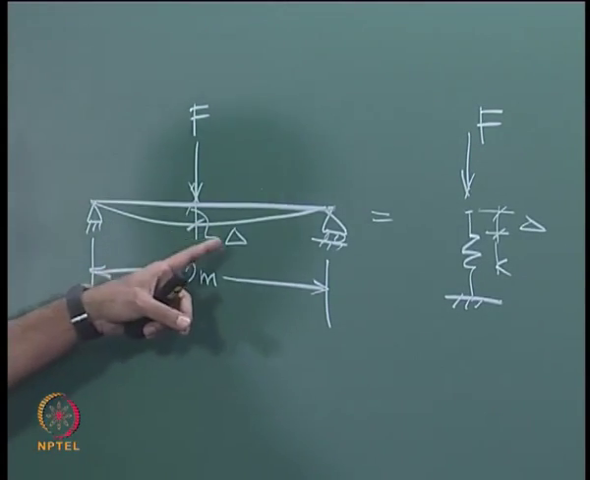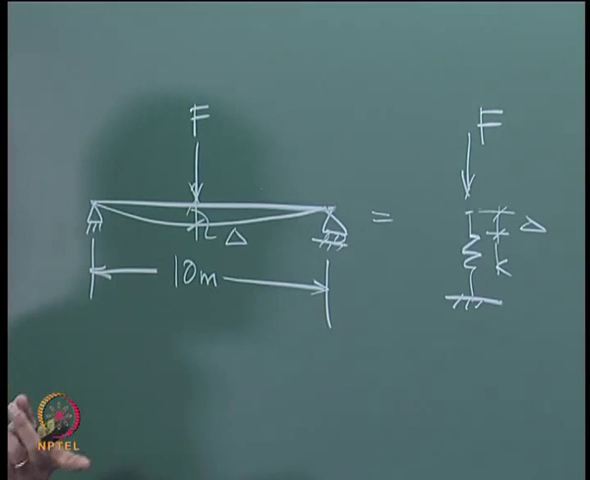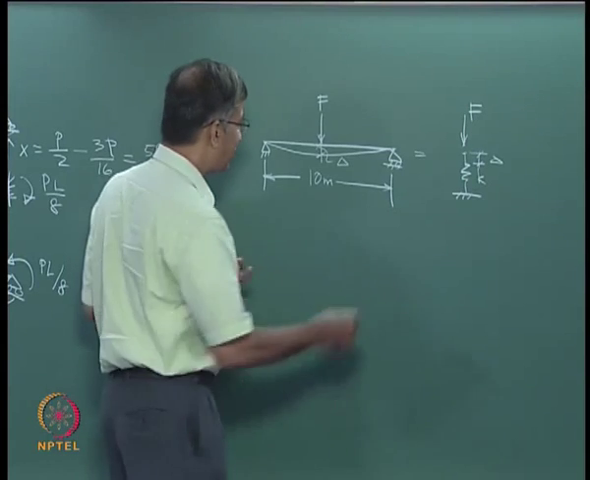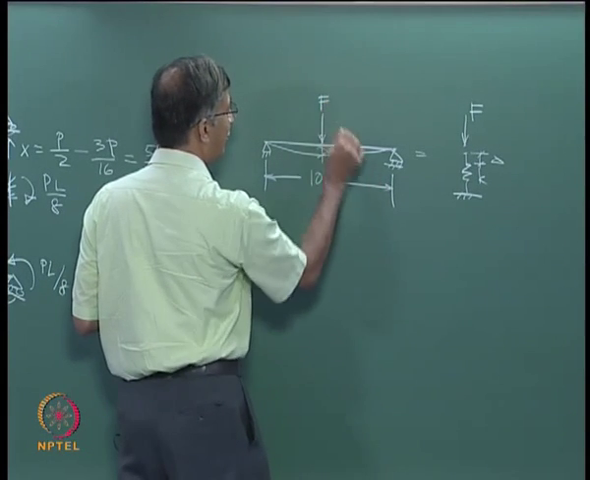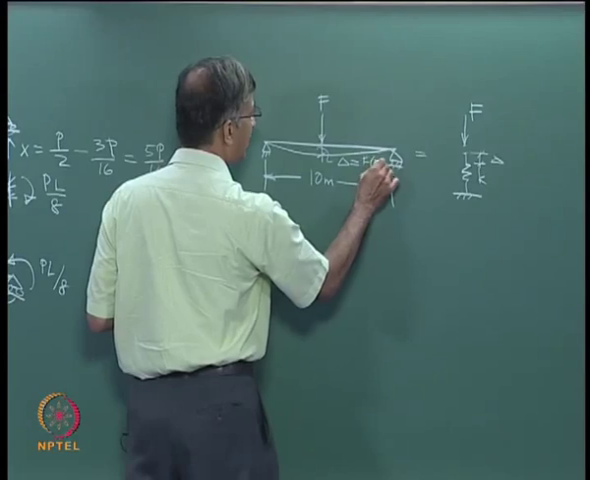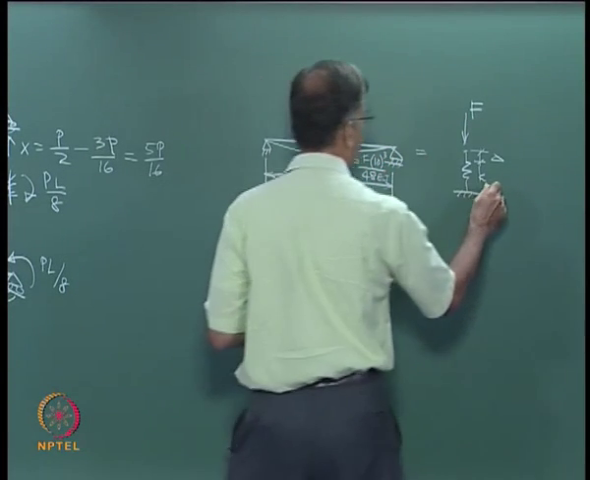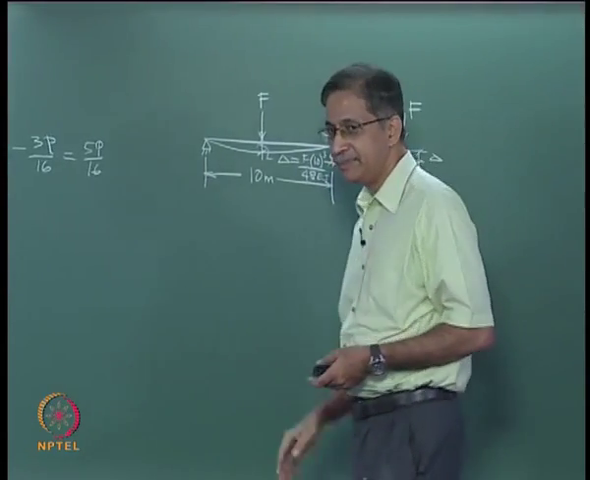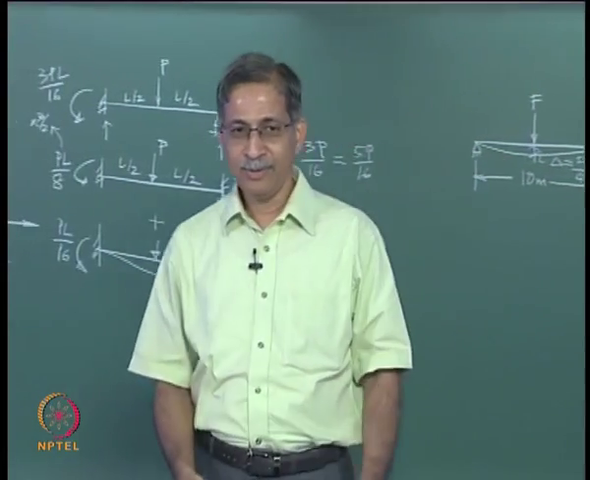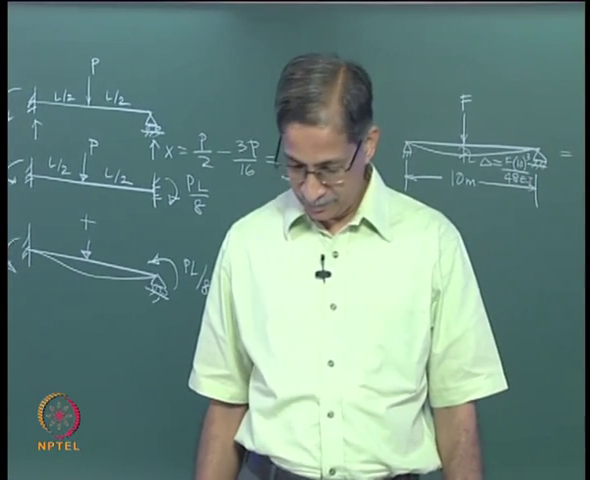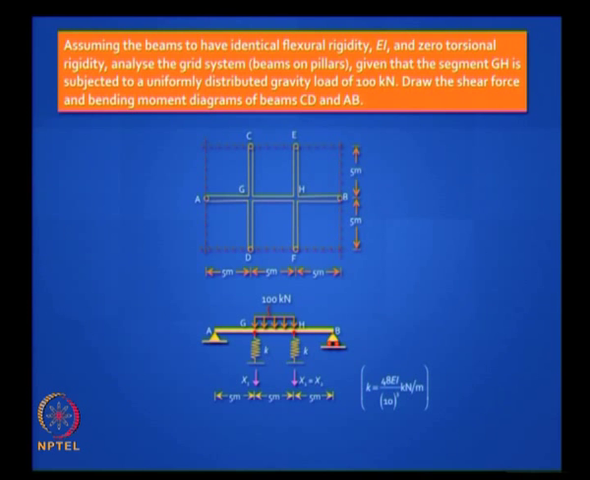So, is there a formula for delta that you can easily derive? What is delta? You don't remember. That's right. So, if the load is F, you should say F into 10 cube by, body area, you are right. So, K turns out to be F by delta, that is it. You can do that, it does not take you much time, you have got that. And now you can analyze the beam.